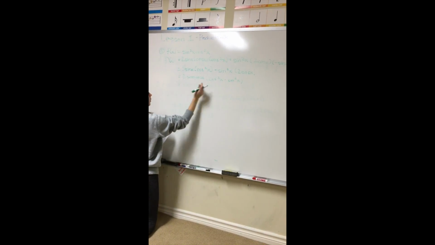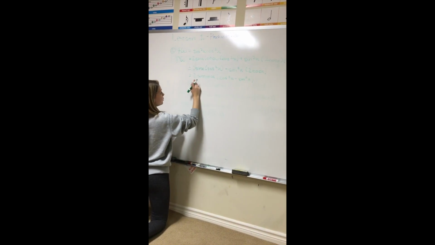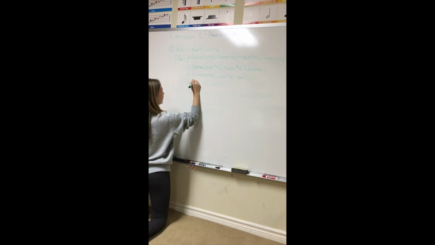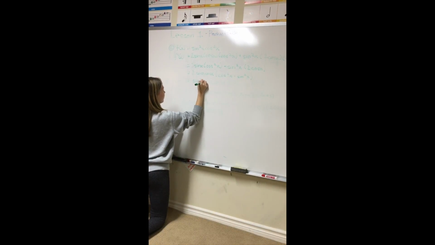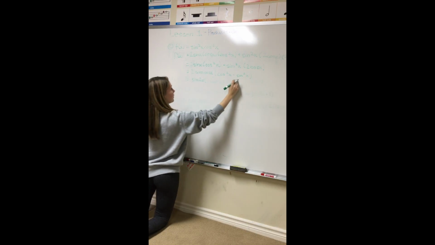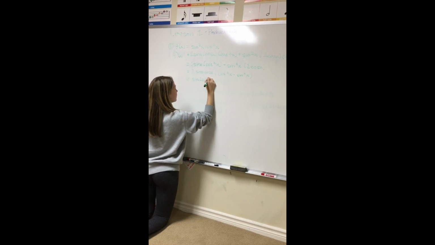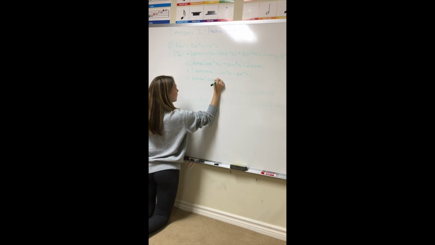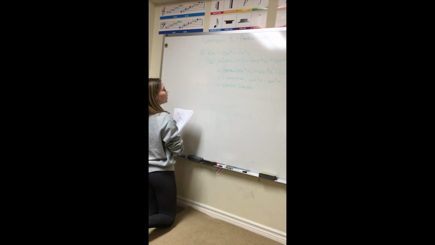These are both well-known trig identities. 2 sine x cos x simplifies to sine 2x, and cos squared x minus sine squared x simplifies to cos 2x. And that is our final answer for that derivative.